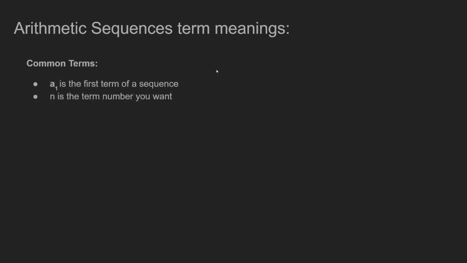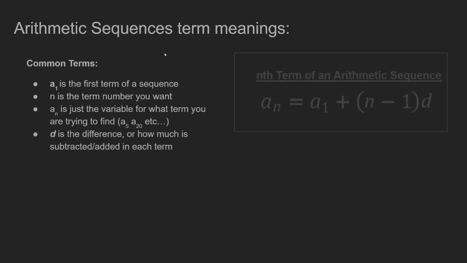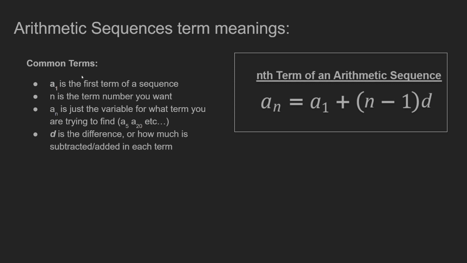So to understand the formula better of arithmetic sequences, you need to understand what each term means. A1 is the first term of a sequence, so like in the past slide, 2 would be the first term. N is the number of the term you want, so it can be any number. And an is the variable for the term that you're trying to find, so it could be a5, a20. And d is the difference, which as mentioned before is how much is subtracted and added in each term.